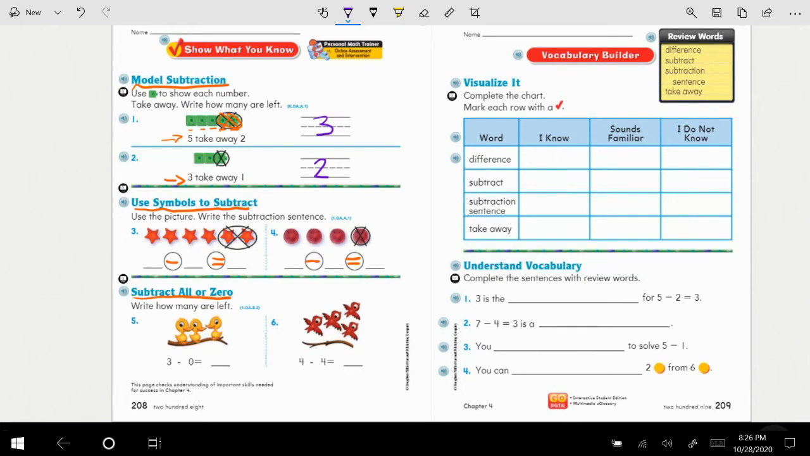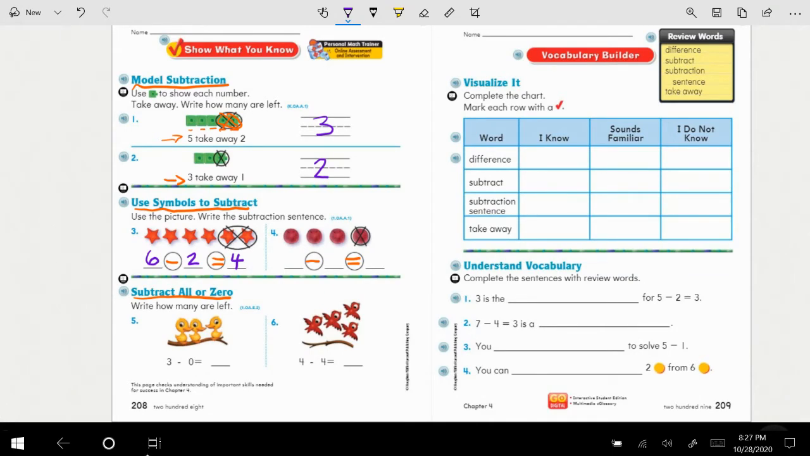Number 3, think what our number sentence should be, our subtraction sentence. Okay, it should be 6 minus 2 equals 4. If that's what you had, give yourself a star. Otherwise, fix it and mark it with a star.